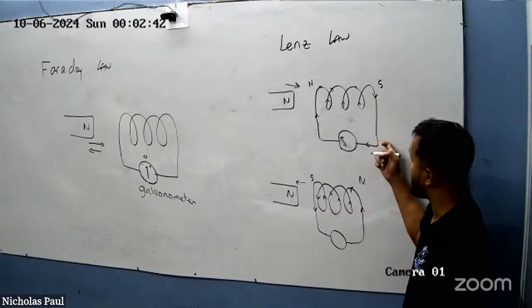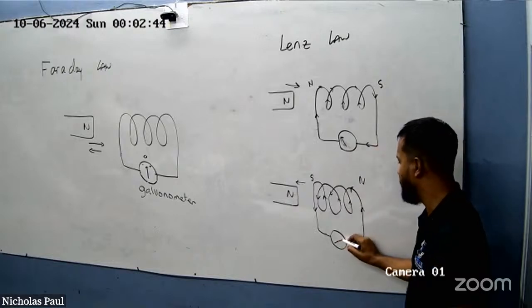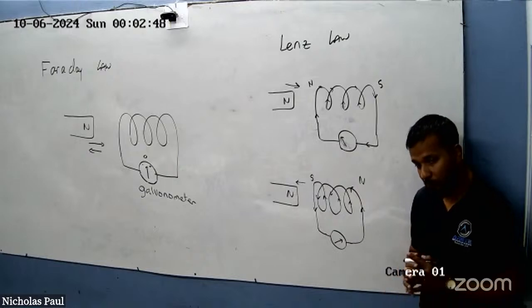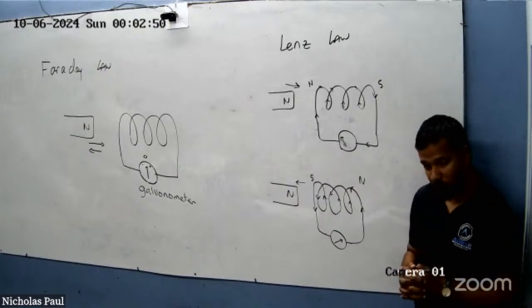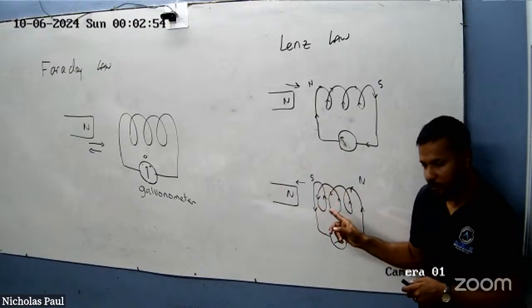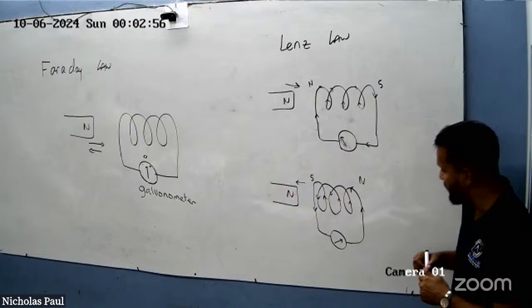Right? So it switches around, and it will go this way. You have to pay attention to this. This could be kind of confusing. So that's why you have to make sure and draw your loops properly, right?